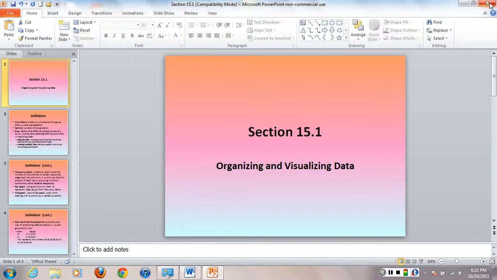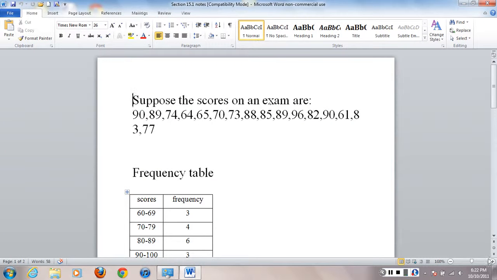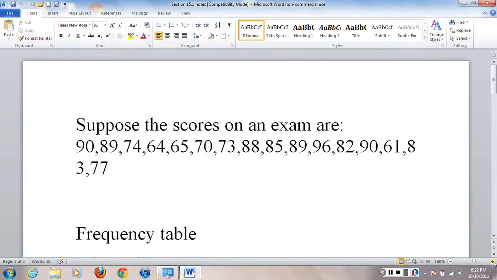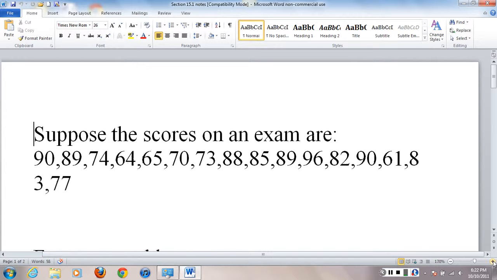So let's take another look at this. And let me zoom in. So now we have scores on an exam as such. Now one of the first things you should do when you are asked to organize a histogram or frequency table or anything like this is to put them in order, preferably from least to greatest. It'll make things easier for you. It'll also make it easier on your eyes, so it's easier to see what numbers are coming when.